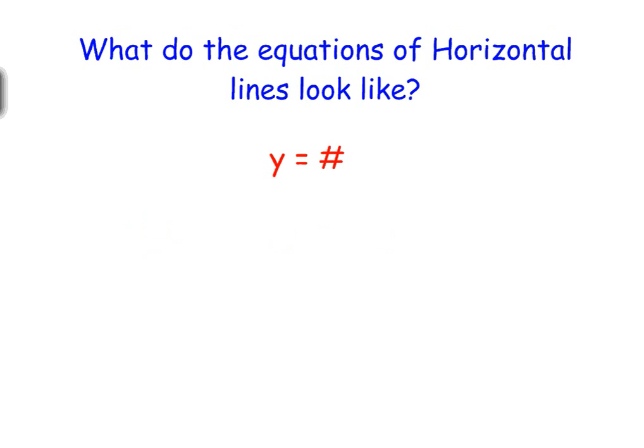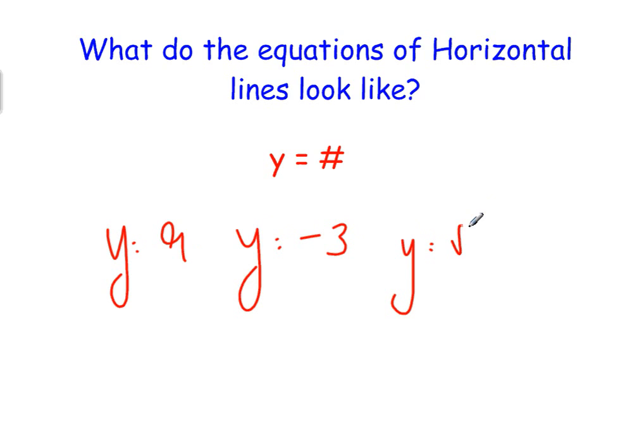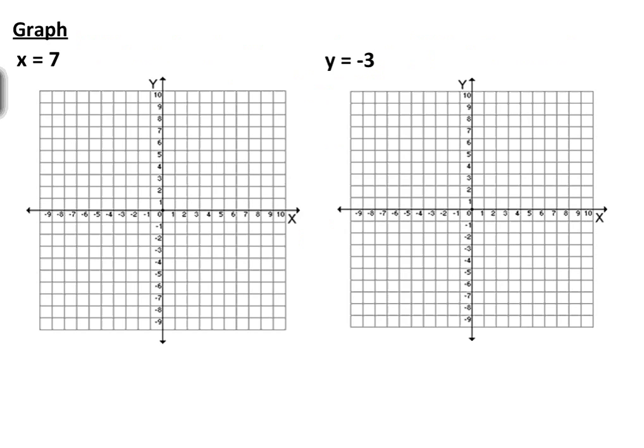Okay, and the graph of a horizontal line is always y equals a number. So y equals 9, y equals negative 3, y equals the square root of 2. It doesn't matter what it is. That's how a horizontal line looks. So let's try to graph one. X equals 7. What does that mean? That means the line where every single x value on that line has a value of 7. So let's think about points that have a value of 7.